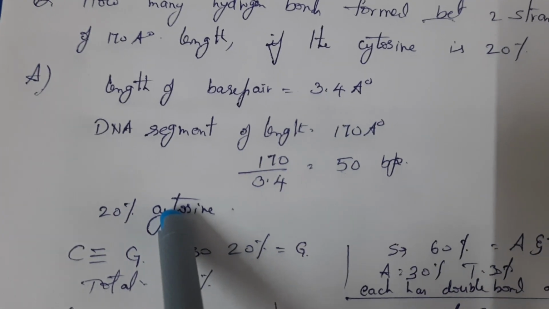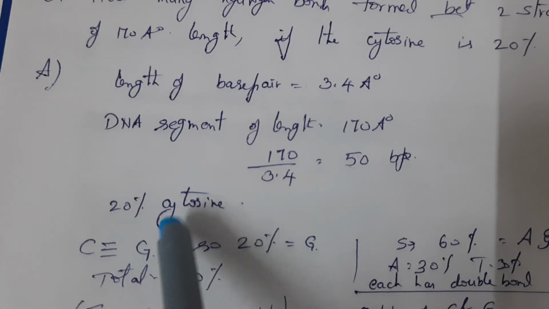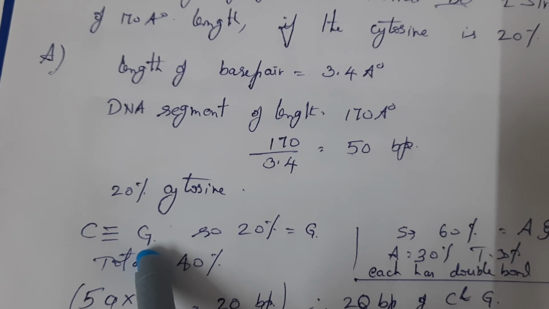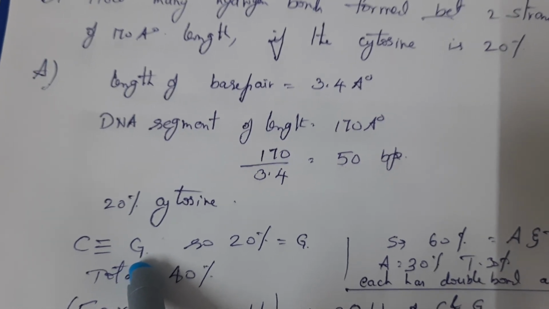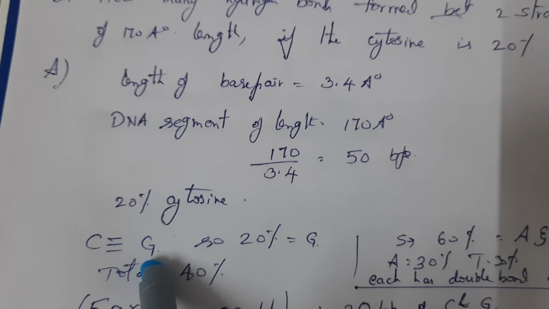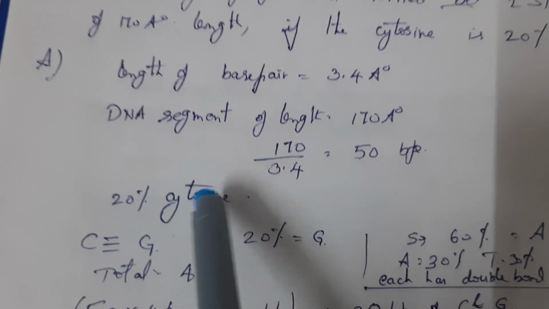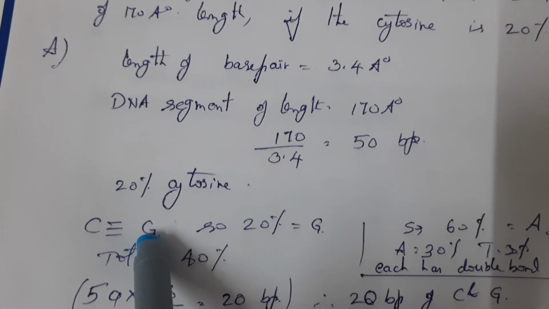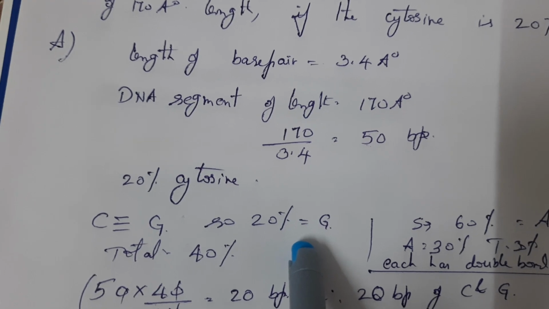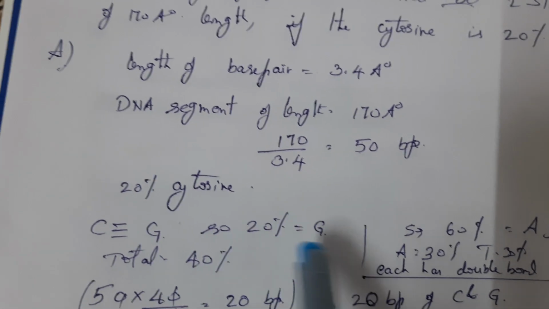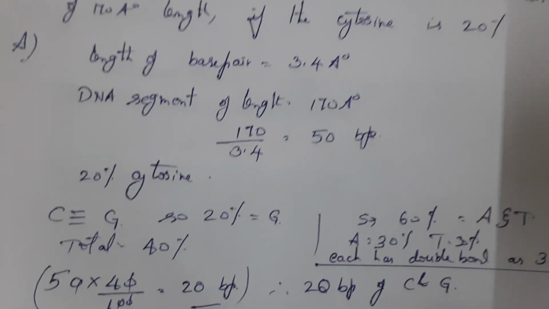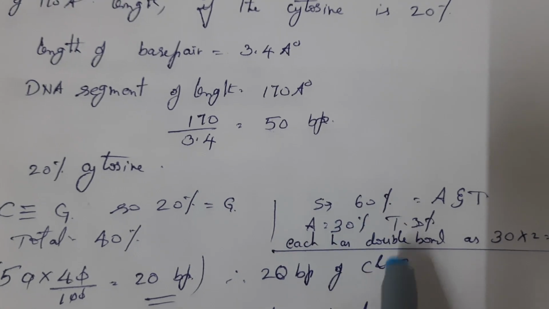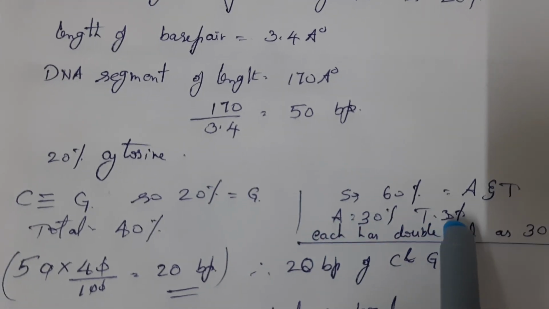20% cytosine means the equal amount should be there with the guanine, that is Chargaff's rule. Purines are equal to pyrimidines, and purines will always pair up with pyrimidines. So how many cytosines are there, those many guanines should be there. That means 20% guanines. So total 20 plus 20, 40. Now the rest of it should be adenine and thymine, that is 60%. That means adenine 30, thymine 30.